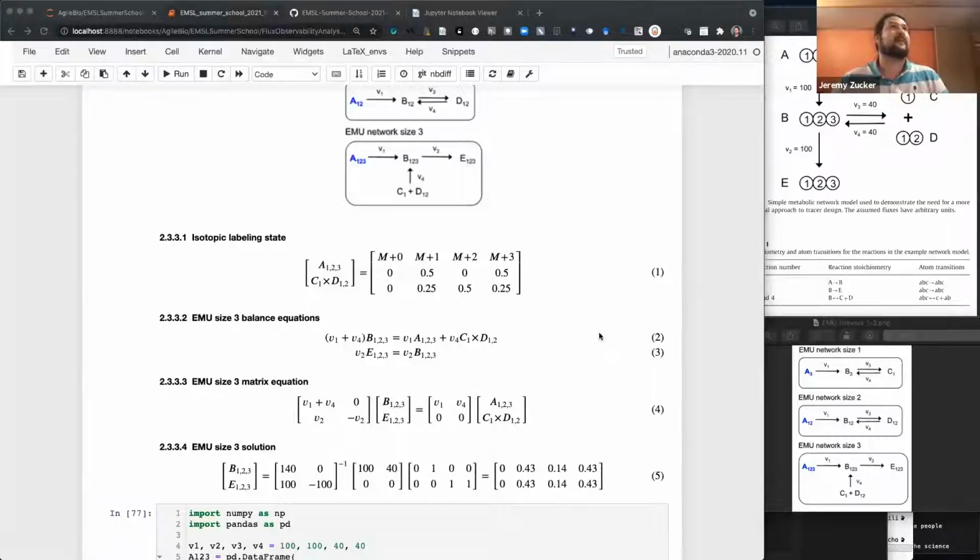Okay. And hiding my floating meeting controls. Okay.